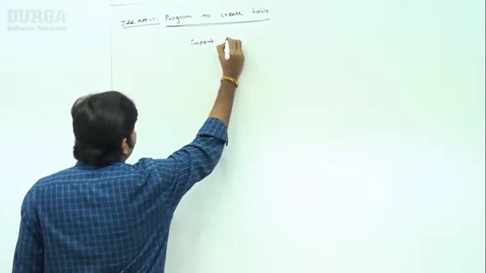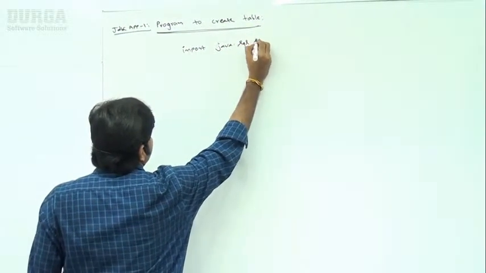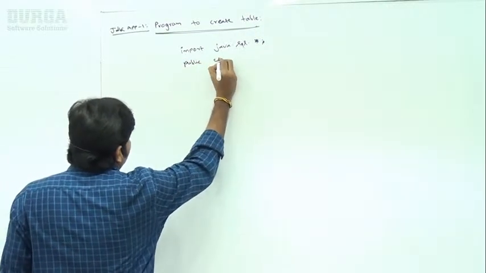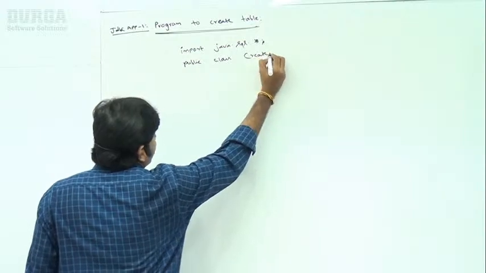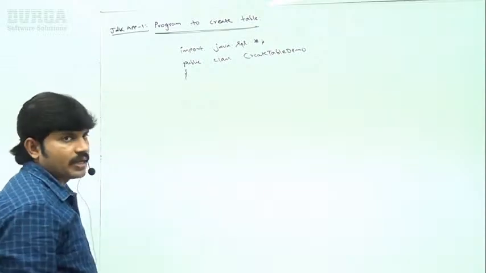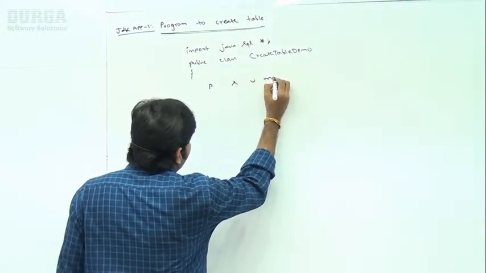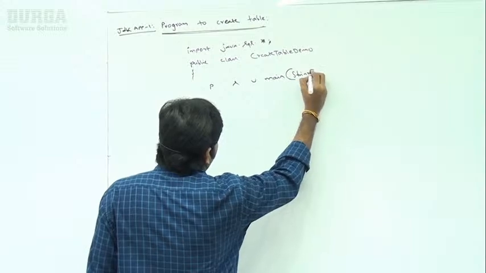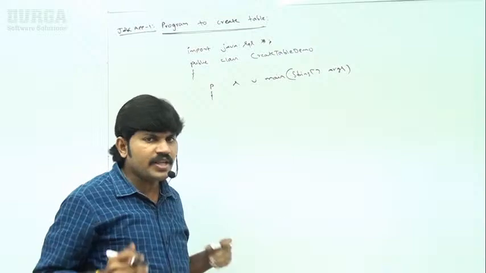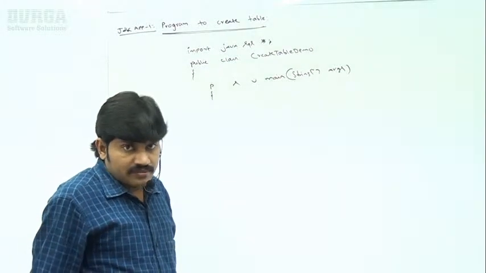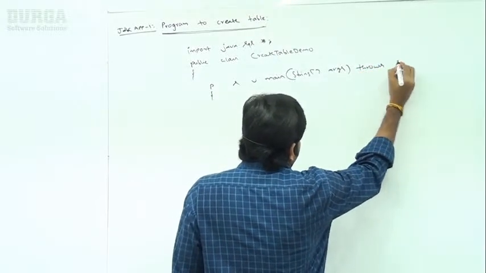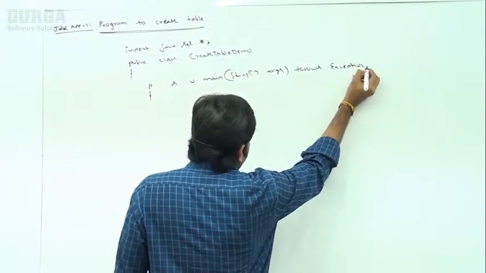Import java.sql.*. Next, public class CreateTableDemo, like this. Next, public static void main, String array args. In this program, if any exception is raised, I don't want to handle it. I'm not interested in handling it. My JVM is going to take care of it. That's why throws Exception, like this.